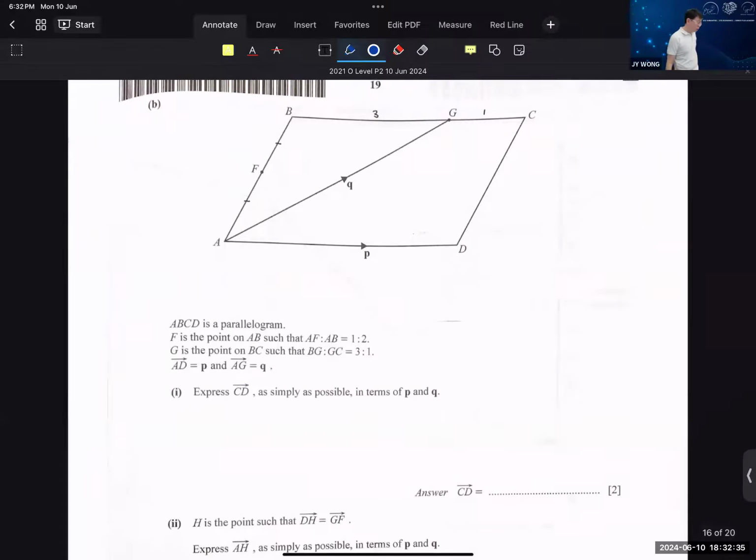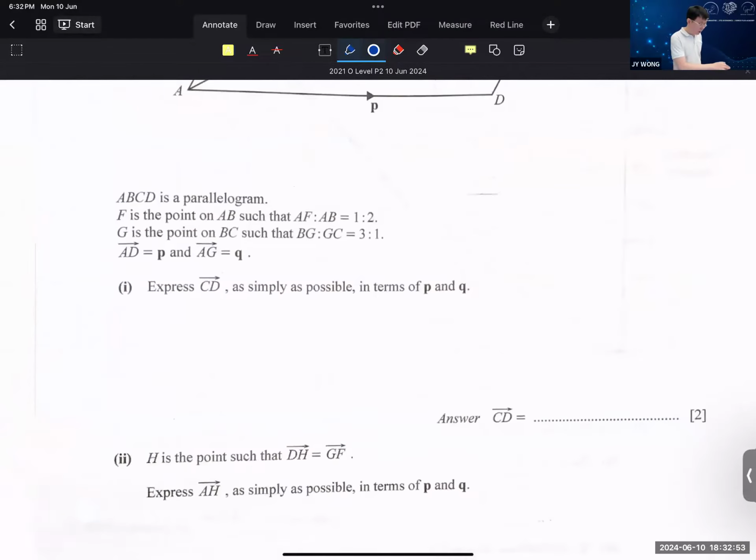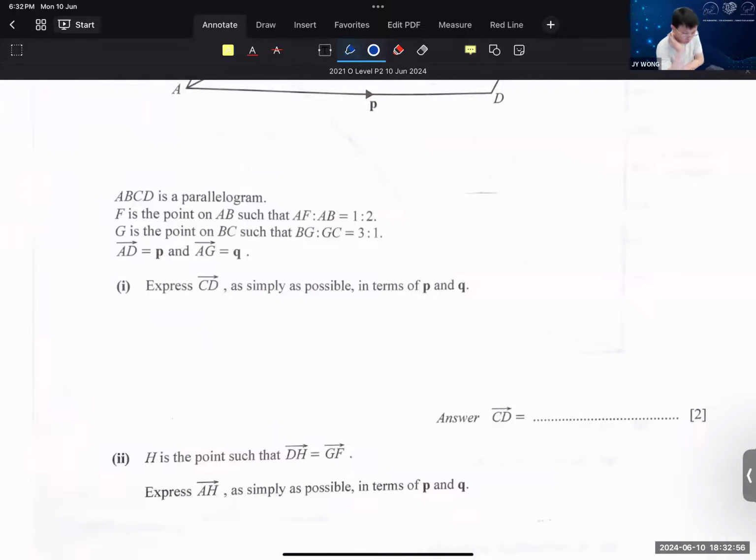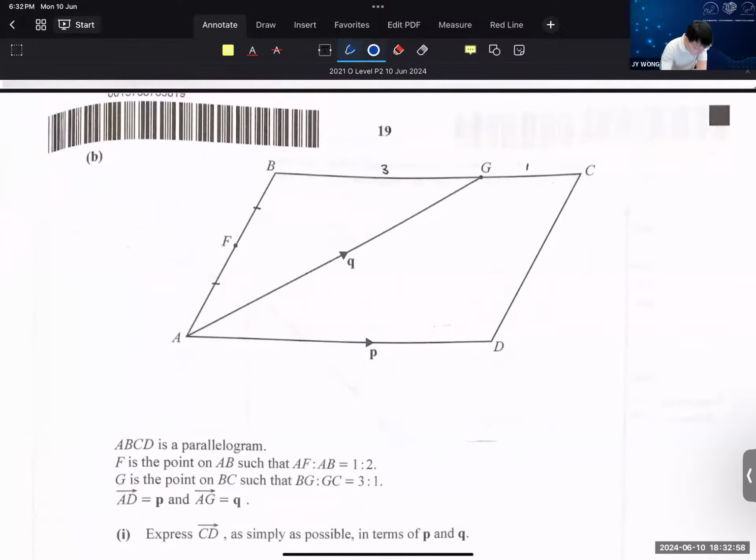Question B is the one that is no longer so straightforward. I think if this were tested that year, quite a few students would struggle with it. ABCD is a parallelogram. F is a point on AB, such that AF to AB is 1 to 2. So first things first, label. AF to AB is 1 to 2. That means this is 1 unit, this is 1 unit. In other words, they are equal.